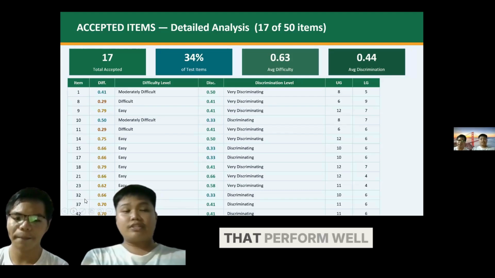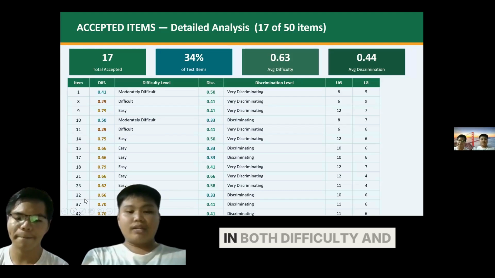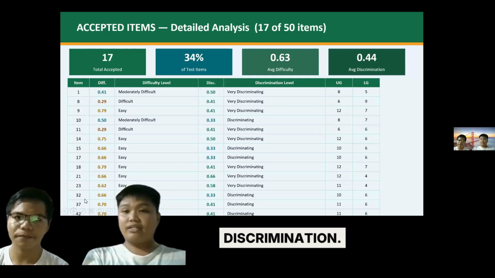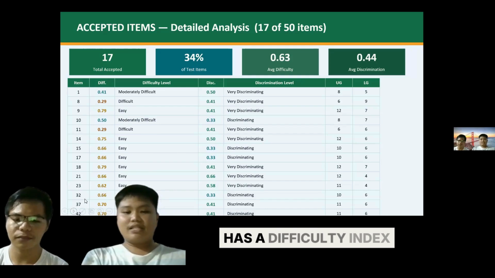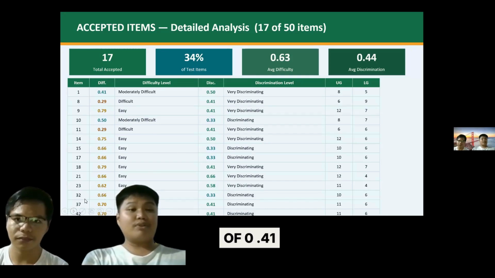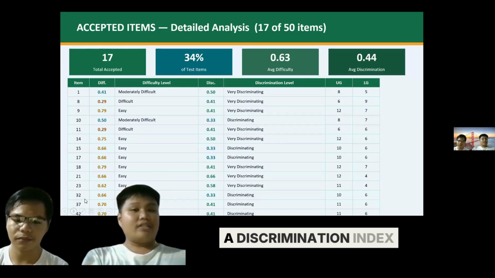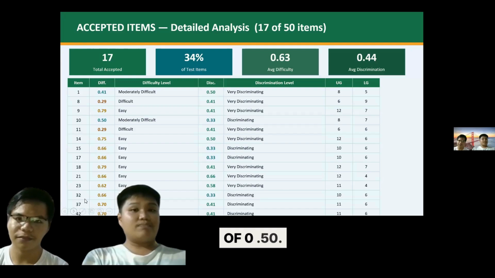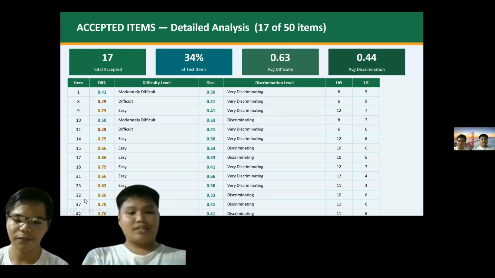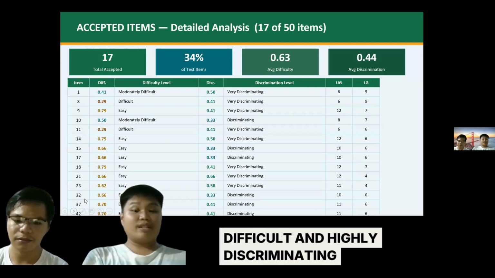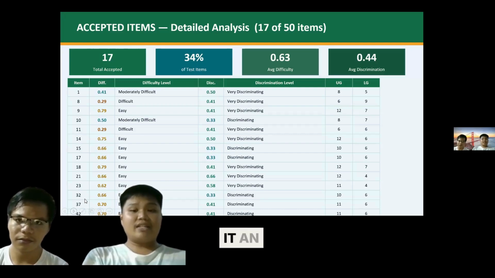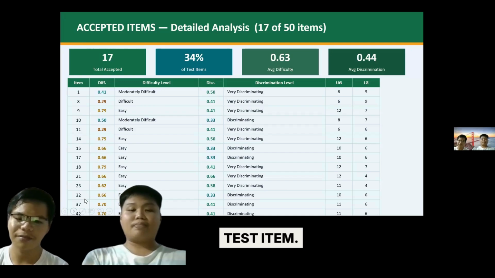These are the questions that perform well in both difficulty and discrimination. For example, item number one has a difficulty index of 0.41 and a discrimination index of 0.50. This means that it is moderately difficult and highly discriminating, making it an ideal test item.